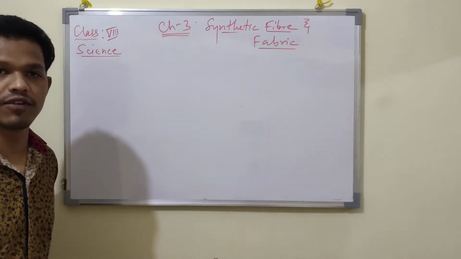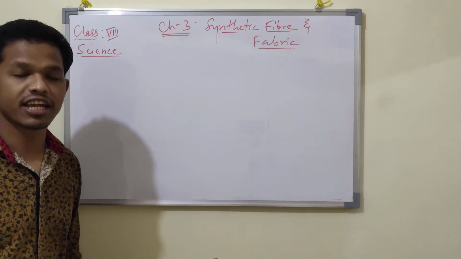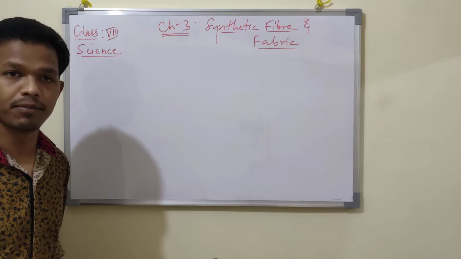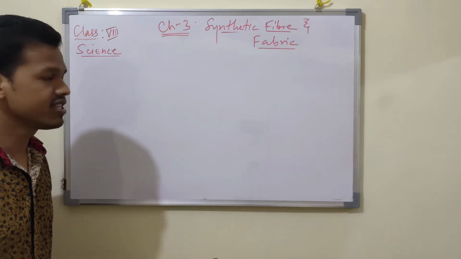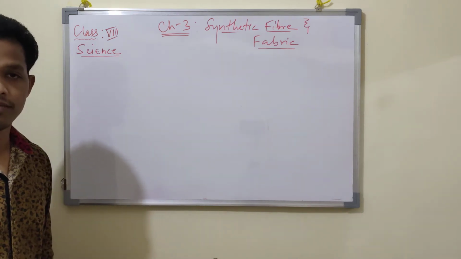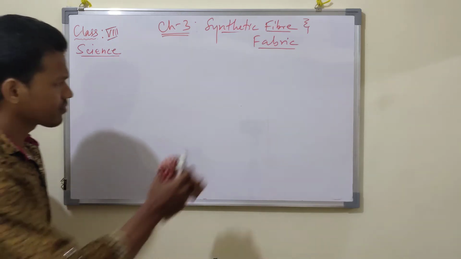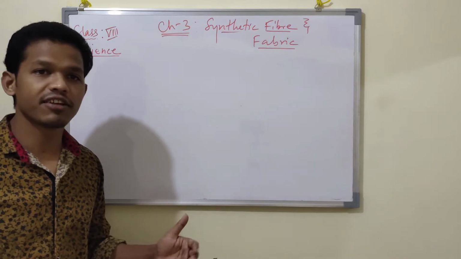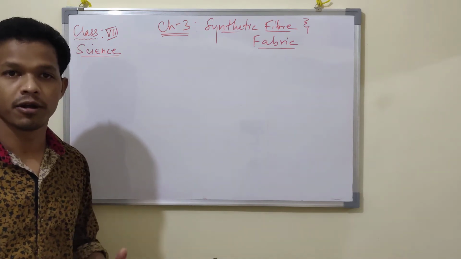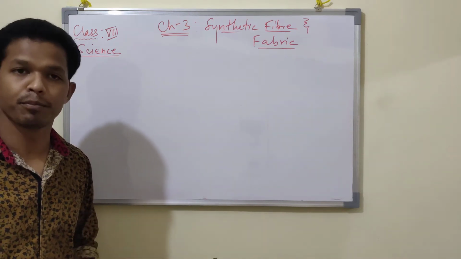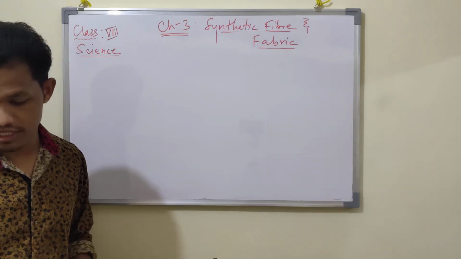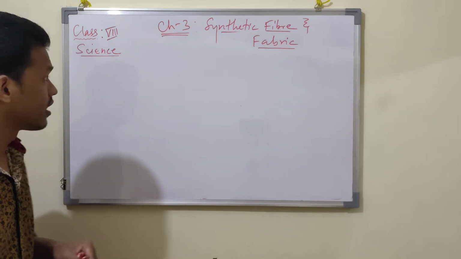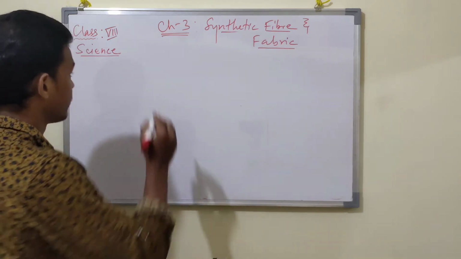Synthetic fibers are those fibers which are processed chemically in industries. The fibers made by man are known as synthetic fibers, such as nylon, rayon, polyester, acrylic, and terylene. These are examples of synthetic fibers made by man in industries. So the first one among the different types of synthetic fiber that we will study is rayon.